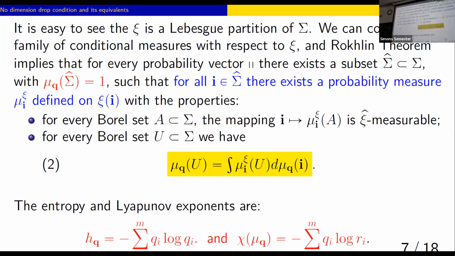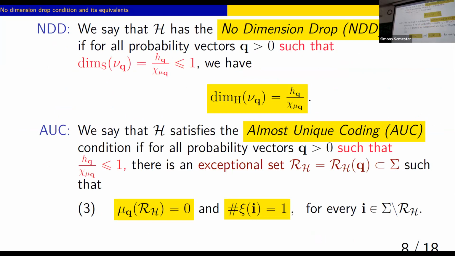So we would like to set a number of conditions. First of all, the no dimension drop condition, NDD. This means that for all probability vectors, we always assume that these measures are small, so the entropy divided by the Lyapunov exponent is not bigger than one. So for all probability vectors for which this holds, the Hausdorff dimension is what it should be. So this h over there is zero. So there is no effect of the overlaps. This is one important condition. This is what we would like to compare to everything.